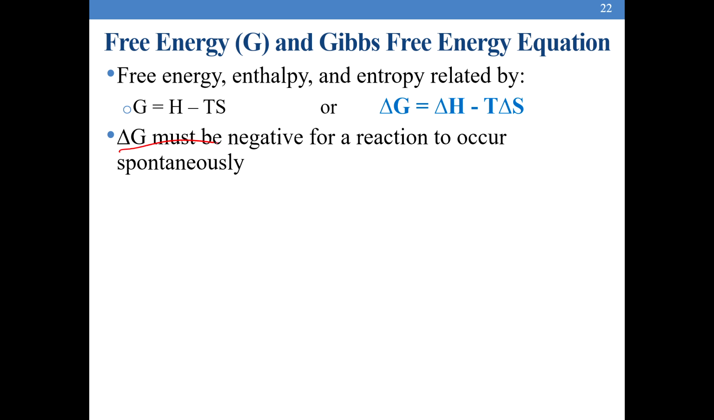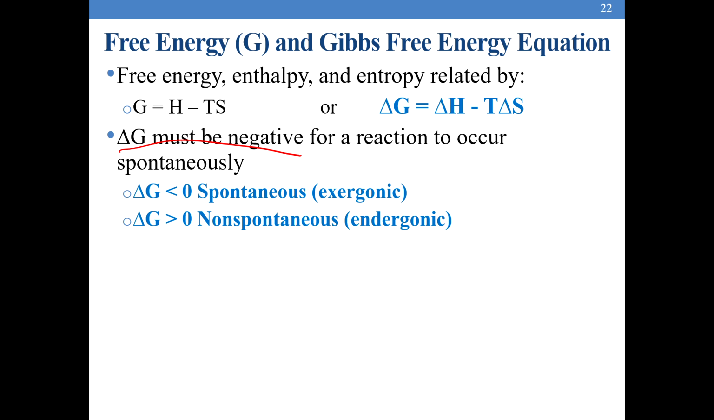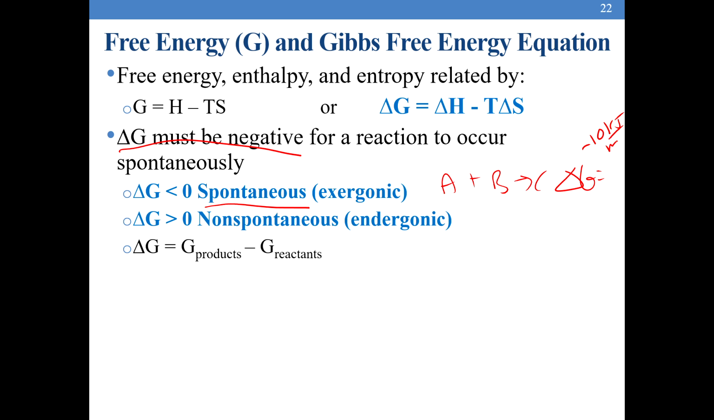If delta G is negative, the reaction is spontaneous. So let me list this out for you. Delta G is less than 0, we call that a spontaneous reaction. So we write out a reaction whenever A plus B goes to C, and I told you that delta G for that was negative 10 kilojoules per mole. That would be a spontaneous reaction. You would just know by looking at the fact that that number is negative. That 10 is a negative 10. If delta G is greater than 0, that's not spontaneous.